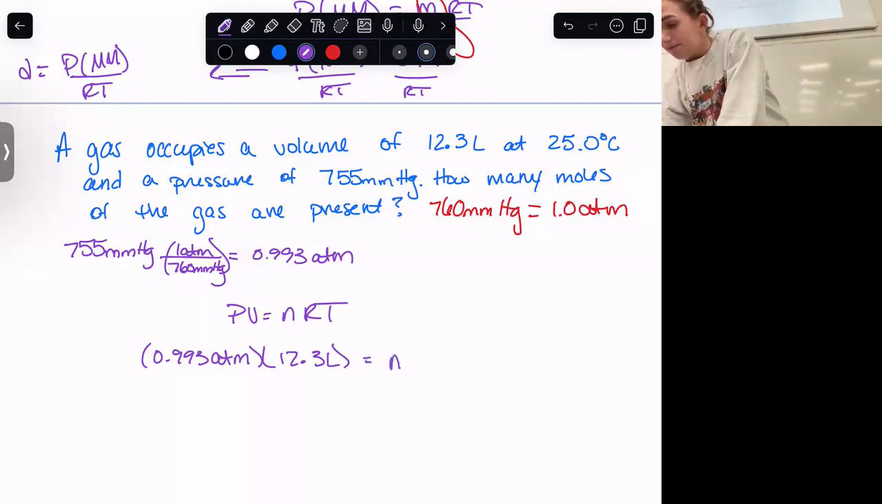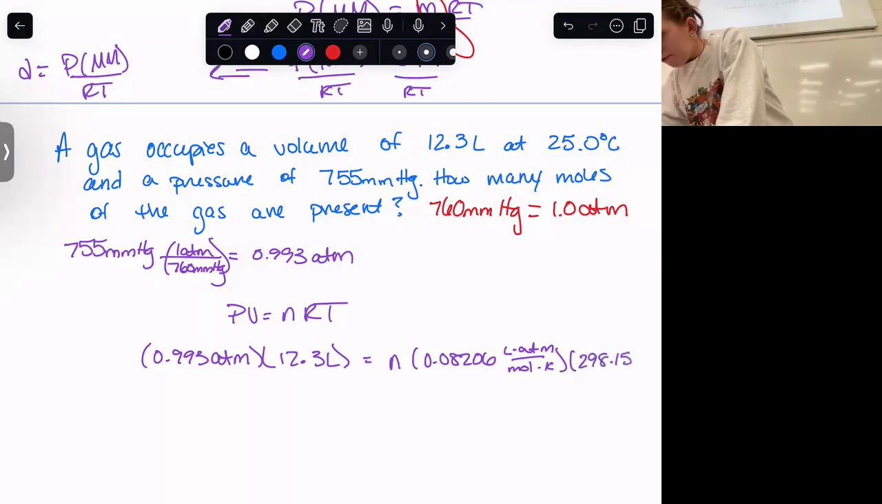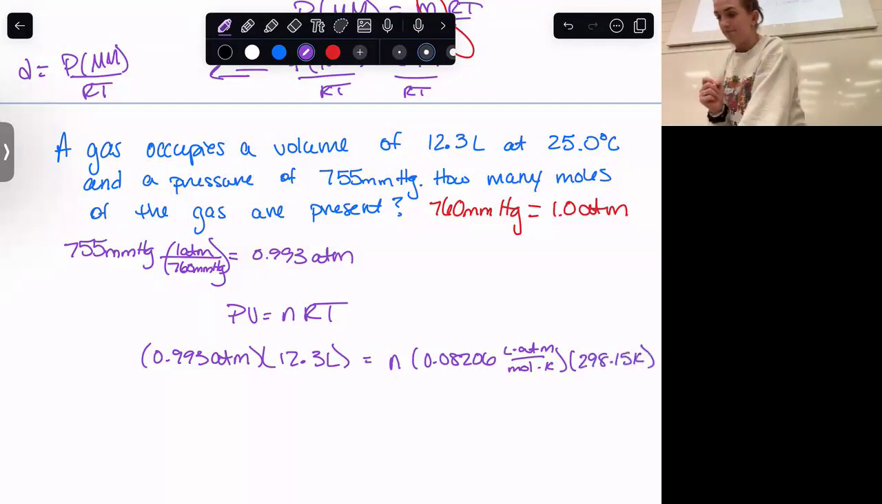Then the gas constant goes on, and for Celsius to Kelvin we add 273.15 to 25. Now turn on the 8.15 and then multiply the right hand side and divide it.